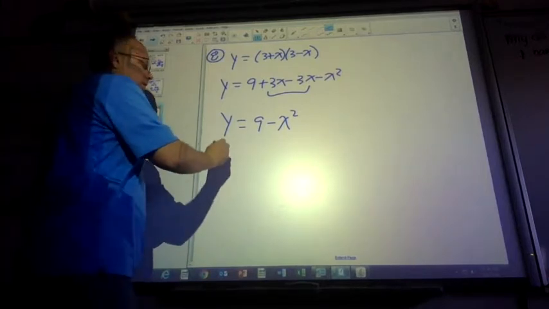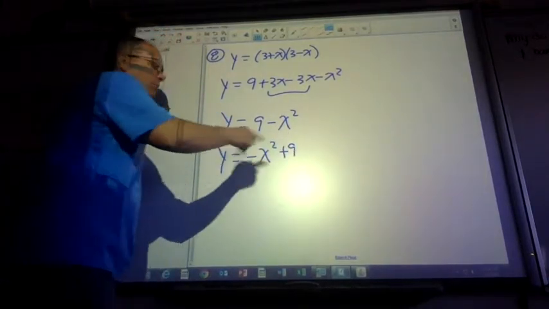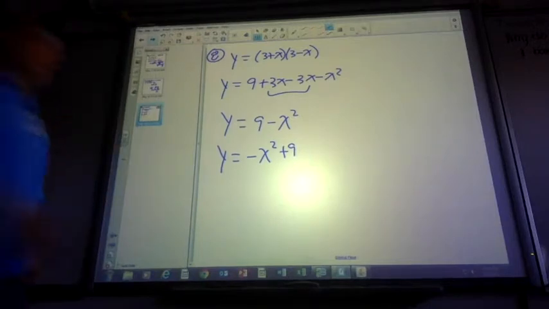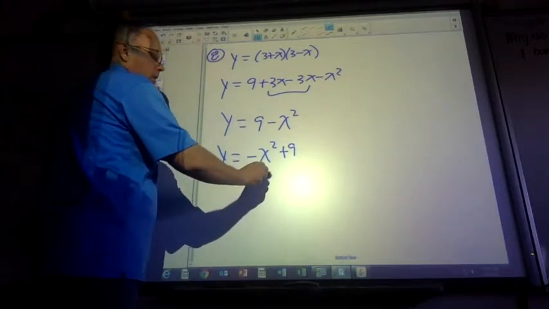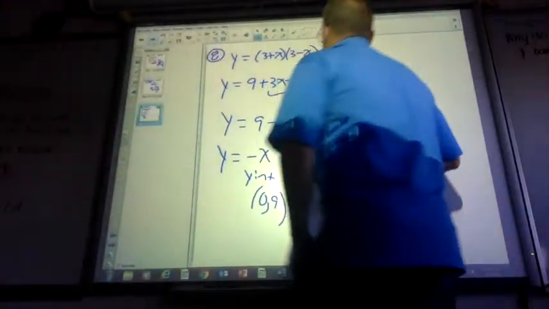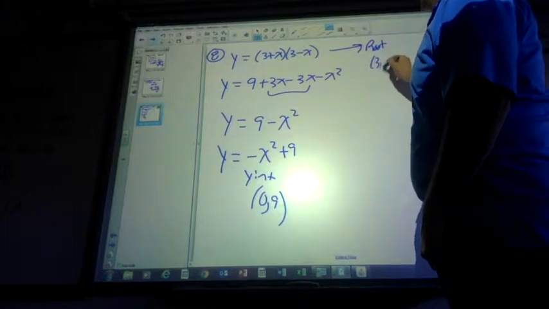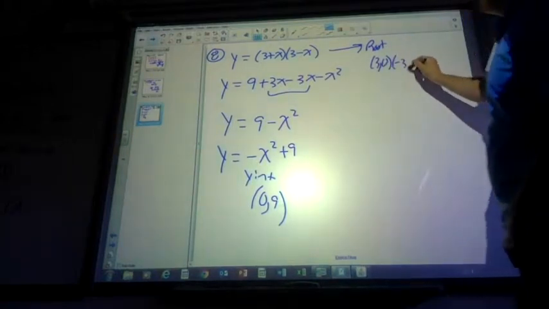So then I can put it into descending order with the exponent. So I can get that. So that's my standard form. That'll tell me my y-intercept is at (0, 9). And then my roots are at (3, 0) and (-3, 0). I set those equal to 0.